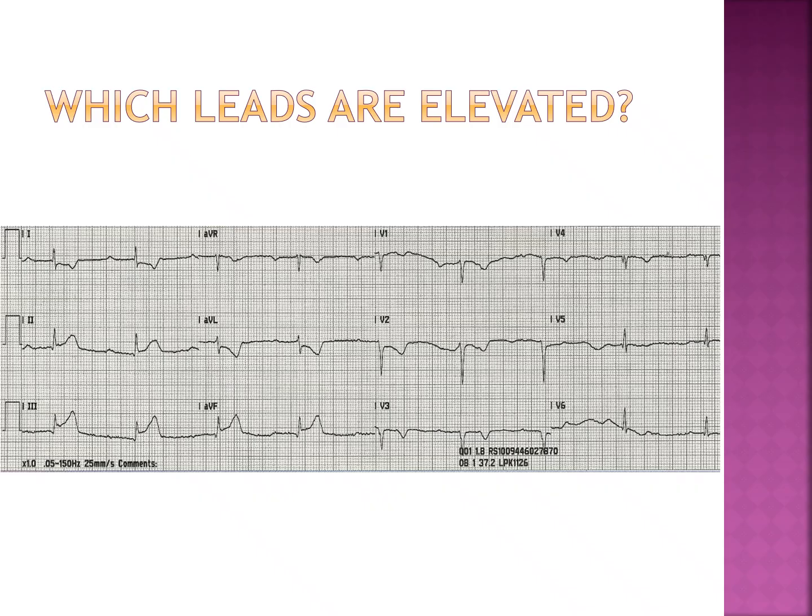So we have an inferior wall MI with lateral reciprocal changes and poor R wave progression. If we do not have a positive deflection of that QRS complex by V4, it's not totally positive, we call that a poor R wave progression.